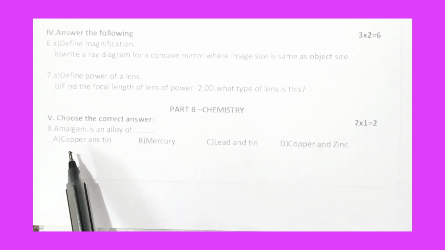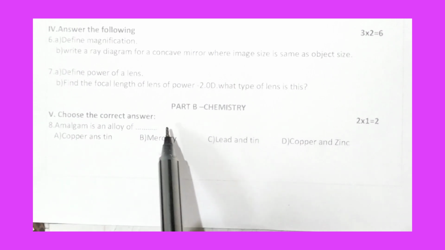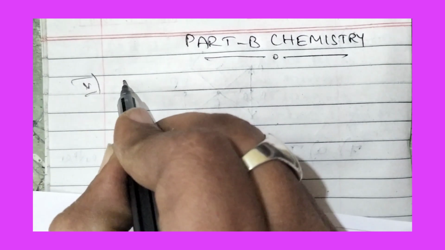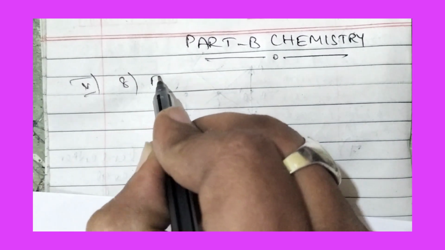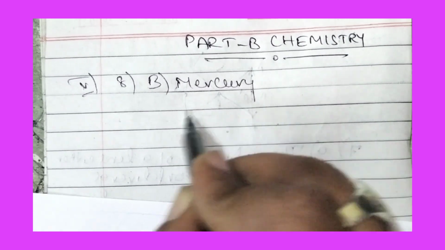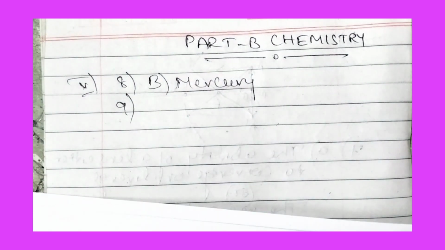The first question is, amalgam is an alloy of copper and tin, mercury, lead and tin, or copper and zinc. So the right answer for this question is option B, mercury. Amalgam is an alloy of mercury. So the eighth question, the answer is option B, mercury. Now let us move to the ninth question.